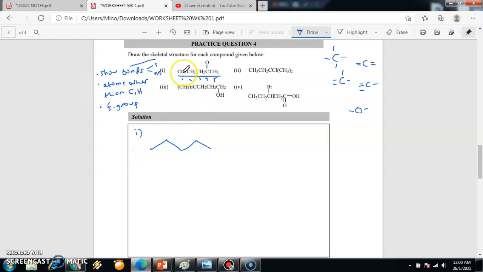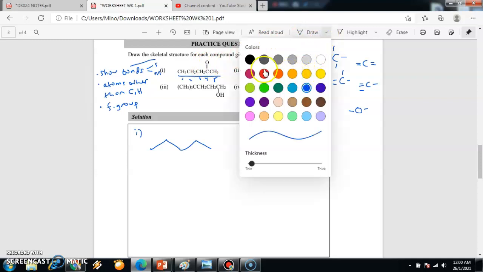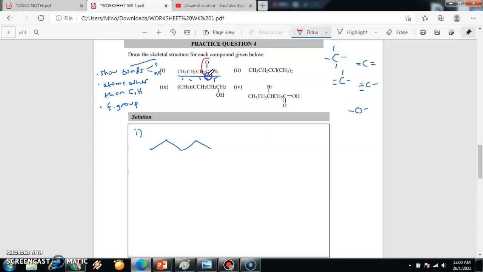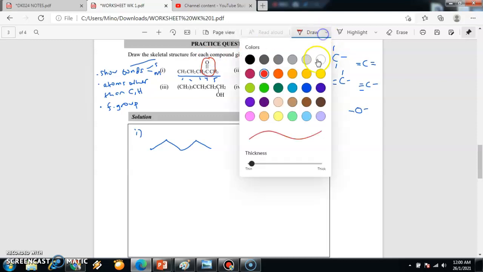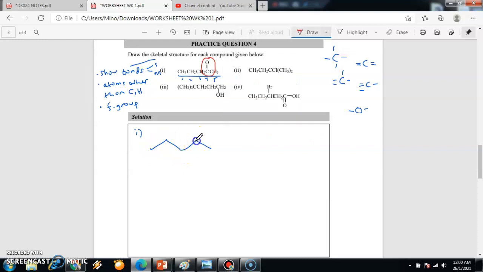Okay, so kita nampak dekat sini semua ada hidrogen yang mana kita tak boleh tunjuk kecuali karbon yang keempat ni, dia ada oxygen. It bonded to oxygen atom with double bond. Okay, so kita tengok karbon yang keempat mana? 1, 2, 3, 4. So karbon yang keempat ni, okay, ni karbon yang keempat kita.